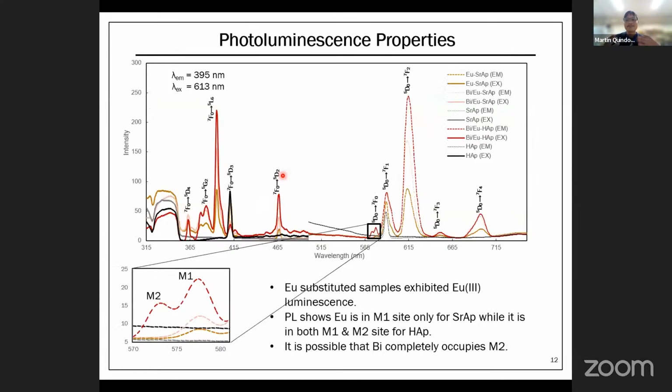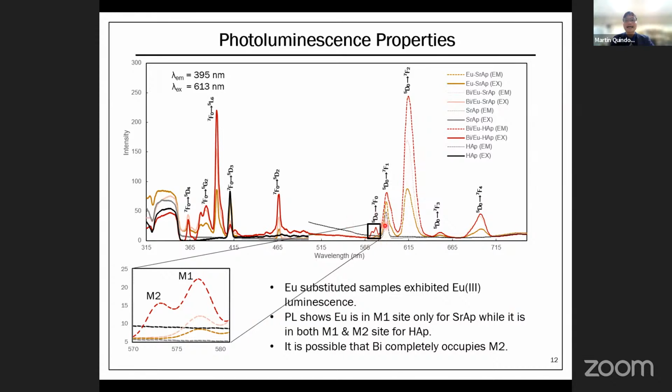The next is I evaluated the fluorescence capability using photoluminescence spectra measurement. And we can see that the Eu is substituted into the sample, and it exhibited the europium luminescence. So this means that the BiEu HAP samples and BiEu strontium apatite samples can be used for fluorescence bioimaging.